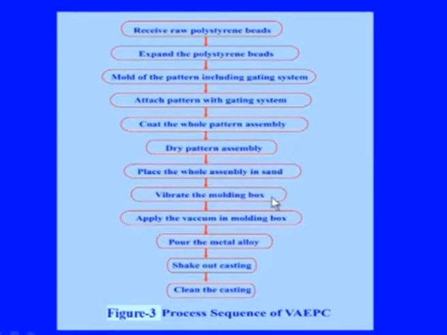the molding box is vibrated, then the vacuum is applied on the molding box, then in the next step metal alloy is poured and then the casting is shaken out, followed by cleaning of the casting.